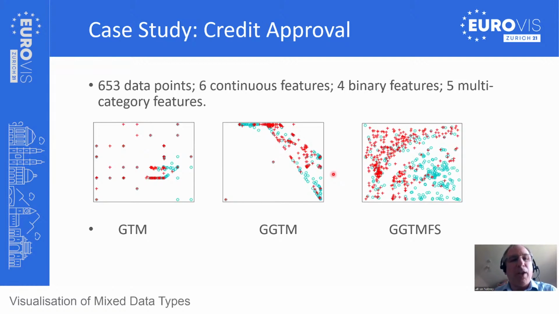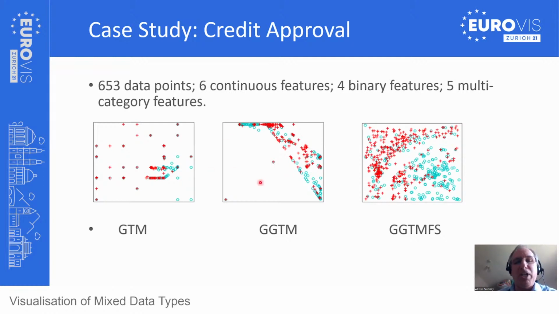And here is a set of data that comes from one of the standard data sets. It's a credit approval data set. We have 653 data points. There are 6 continuous features, 4 binary features, and 5 multi-category features, which we model with a Gaussian, with a Bernoulli, and a multinomial distribution, respectively. And we have here 3 different maps. We're projecting that data down to 2 dimensions. We have here the GTM with just the Gaussians, which doesn't help us very much. The red and the blue are 2 different classes for good or bad credit risk.